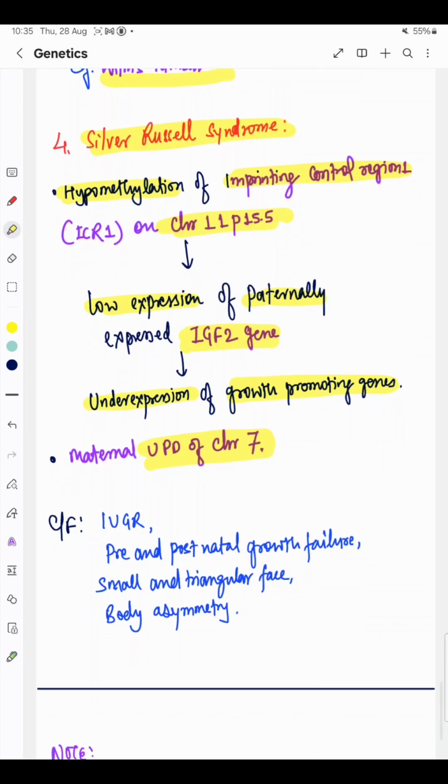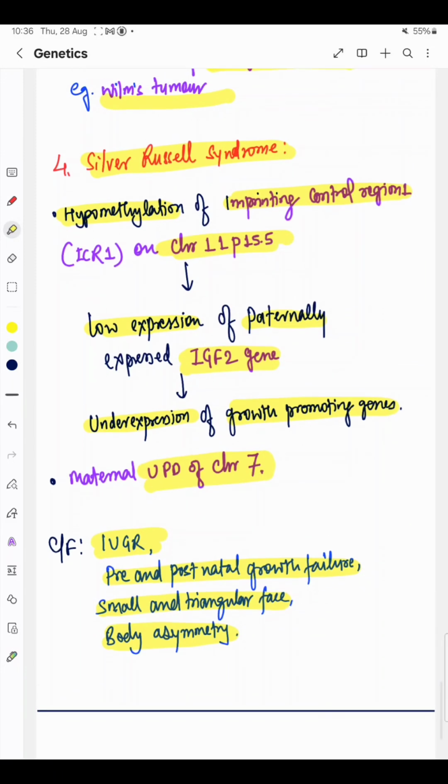Clinical features of this disorder are intrauterine growth restriction, pre and postnatal growth failure, a small and triangular face, and body asymmetry. So this is a brief overview of genomic imprinting and the various disorders associated with it.